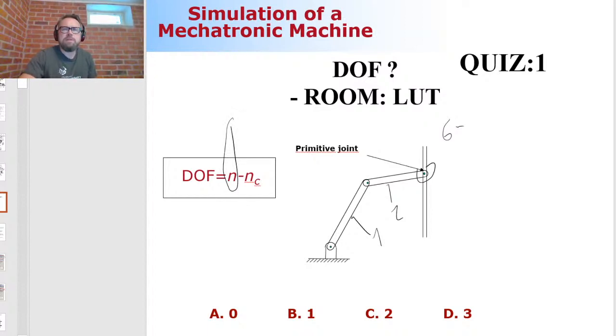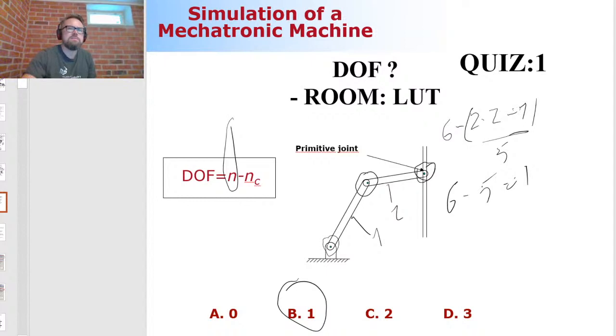So this time it is 2 multiplied by 3, so it's 6 coordinates. Okay, that's the first part of the equation. Next, we need to compute the number of constraints. We have here 1, 2 revolute joints, so it's 2 multiplied by 2. And then we have 1 more constraint, which is the primitive joint. 1 constraint equation is needed in the case of a primitive joint. So that's a total of 5. So it's 6 minus 5, which is 1.